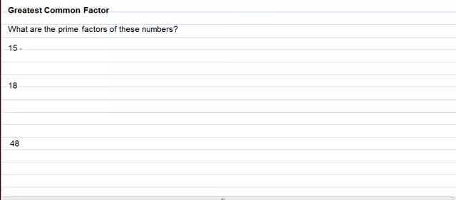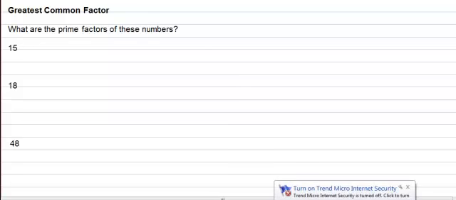Prime numbers, rather, are numbers that have only themselves and 1 as factors. So if we just start looking at numbers, let's do the odd numbers. If we look at 3, 3 is prime because it only has 3 and 1. 5 is prime, 7 is prime. Then we get to 9, and we see that 9 has factors of 1 and 9, but we also have 3 and 3. So 3 times 3 is 9.